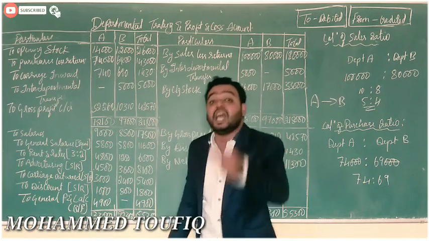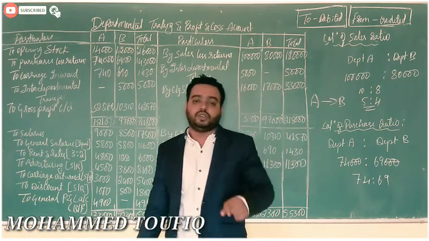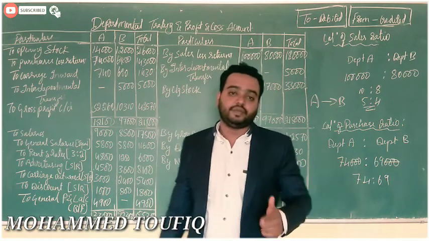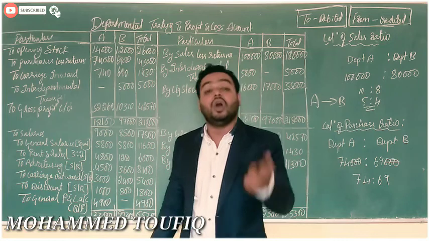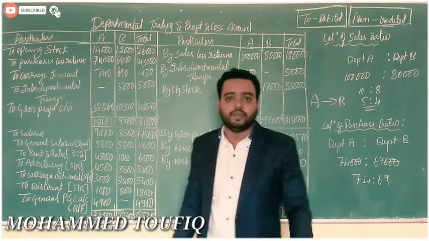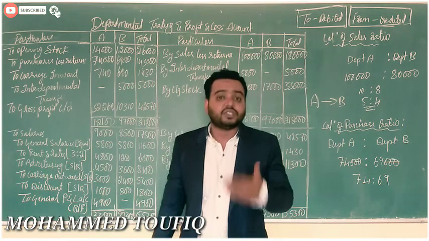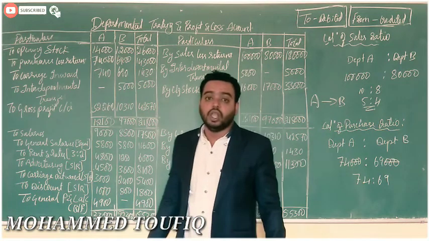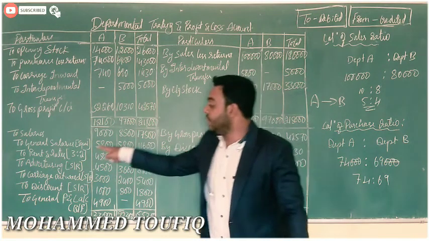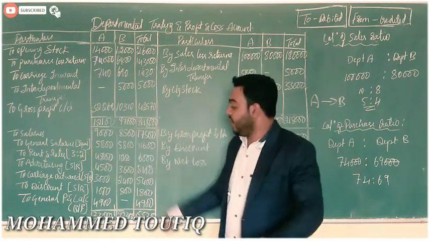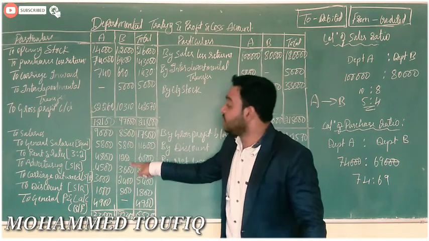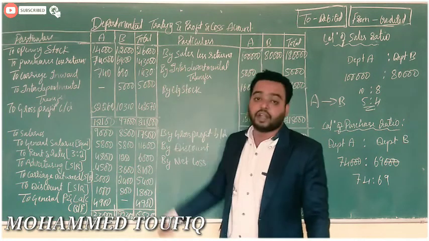On the basis of area occupied by department in a business premises, you have to distribute rent and rates. They have mentioned the ratio in the question itself, in the adjustments, additional information you can see. The ratio of space occupied is 3:2. Hence, the rent and rates, which is 6,000 rupees, should be distributed on the basis of 3:2, where 4,800 will be the rent and rates for department A and 1,200 will be the rent and rates for department B.